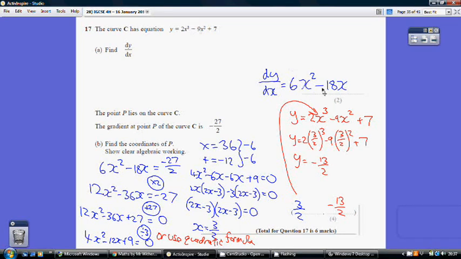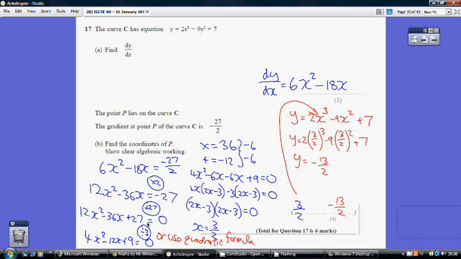Now remember, the differential allows you to work out the gradient for any value of x. Now we're actually told what that gradient is. Okay, we're told that the gradient in question is minus 27 over 2. So this differential is giving us the gradient, so it's equal to minus 27 over 2. Now, to undo this division by 2, I've chosen to multiply both sides by 2. I've added 27 to both sides, giving me this quadratic, which I can solve.